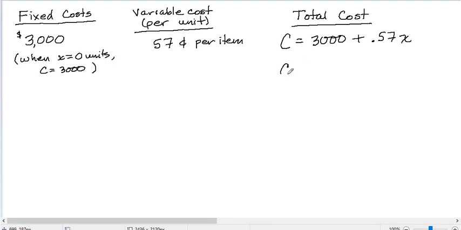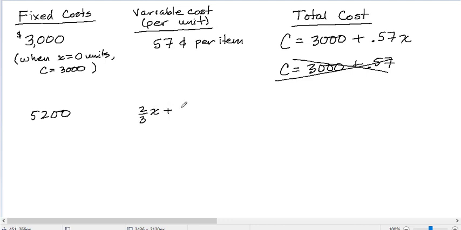Okay, now nobody would say my total cost function is 3,000 plus 0.57, because it's not just 57 cents, it's 57 cents per item, so you'd have to multiply it by another x. Let's try this again. What if your fixed costs were $5,200, and now your variable costs are going to change depending on how many you make. So your per unit cost, let's have it be 2/3 x plus 200. So the cost per unit could change depending on how many units you make. That actually is more realistic than saying you always have 57 cents no matter how many you make.